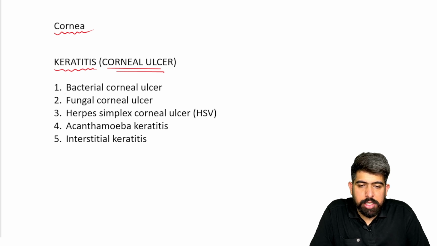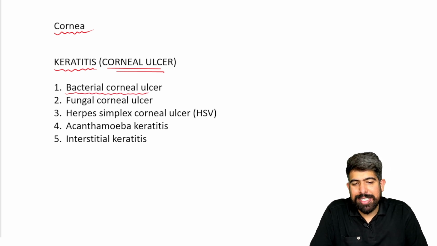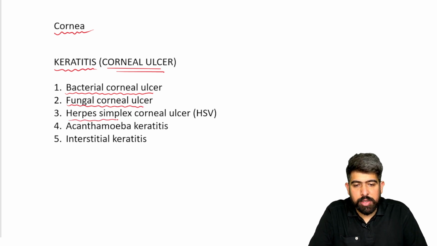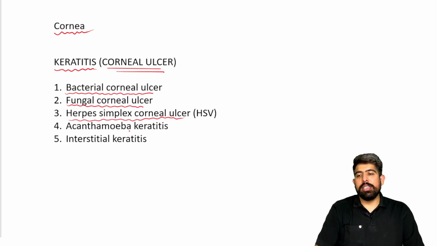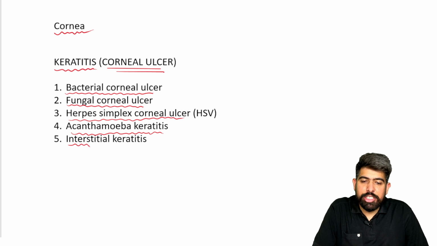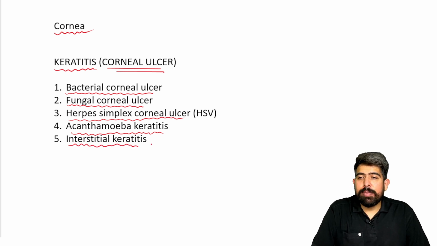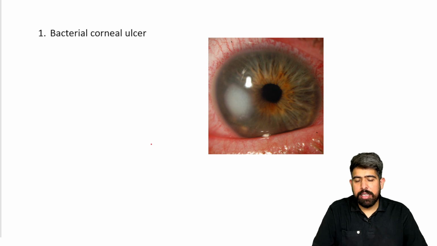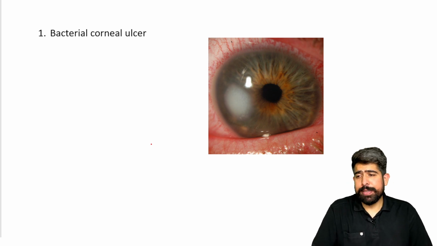Like if bacteria is there, this is known as bacterial corneal ulcer, or bacterial keratitis. If fungus is there, it is fungal corneal ulcer, fungal keratitis. Herpes simplex virus is known as viral keratitis or HSV keratitis. Acanthamoeba is known as acanthamoebal keratitis, and the last one is interstitial keratitis. So these are the five types of keratitis we have to talk about. Starting with the first one, your bacterial corneal ulcer.